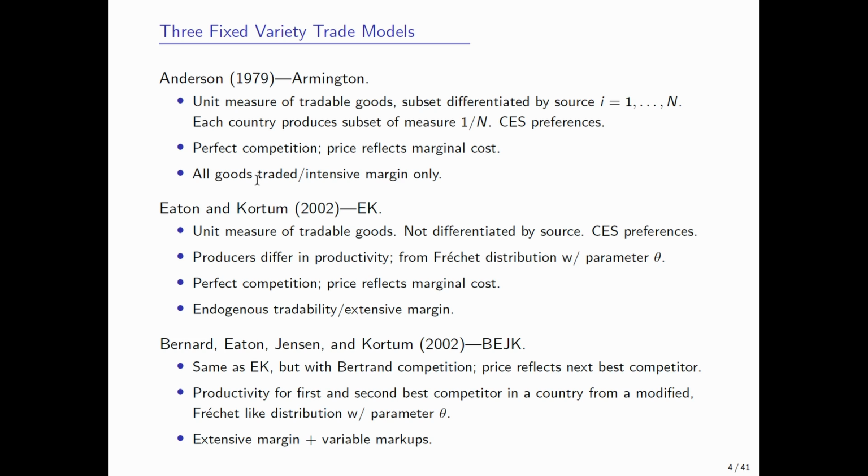And then there's perfect competition. Prices simply reflect the marginal cost of production and delivery of the goods. There is no extensive margin of trade here, only the intensive margin of trade. Then let's add Eaton and Kortum on top of that.